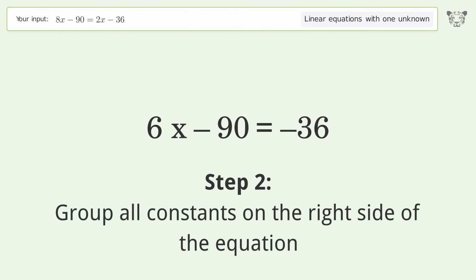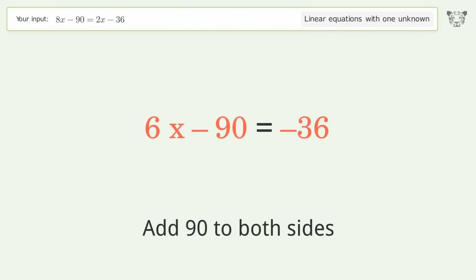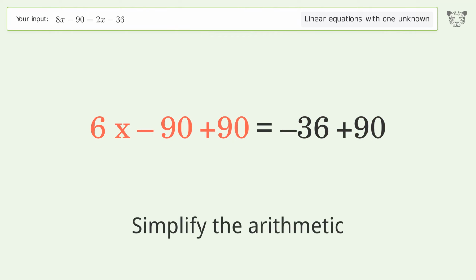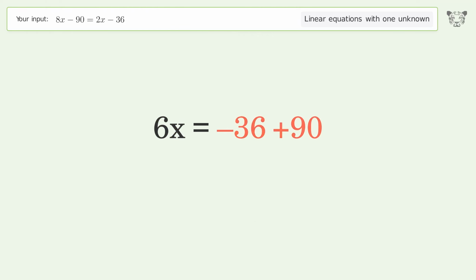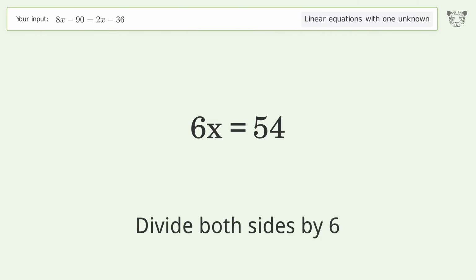Group all constants on the right side of the equation. Add 90 to both sides. Simplify the arithmetic. Isolate the x. Divide both sides by 6.